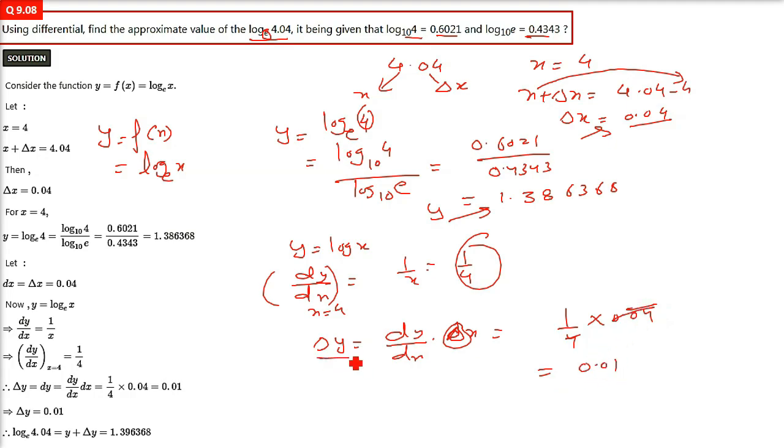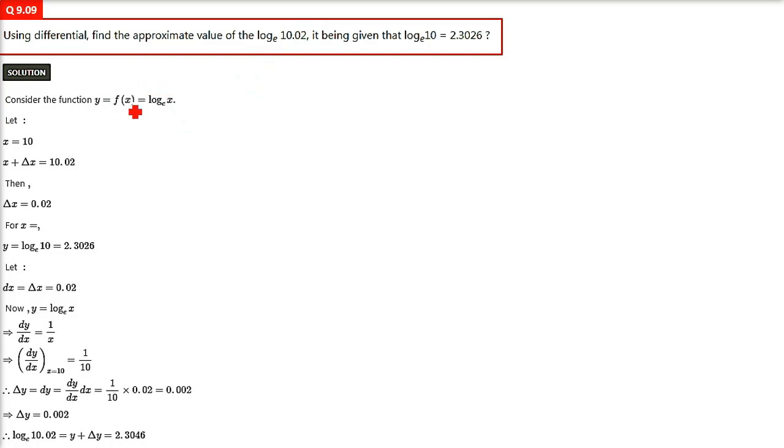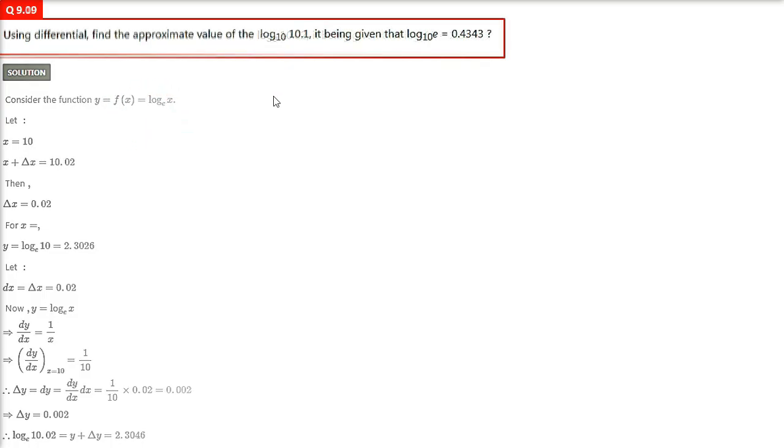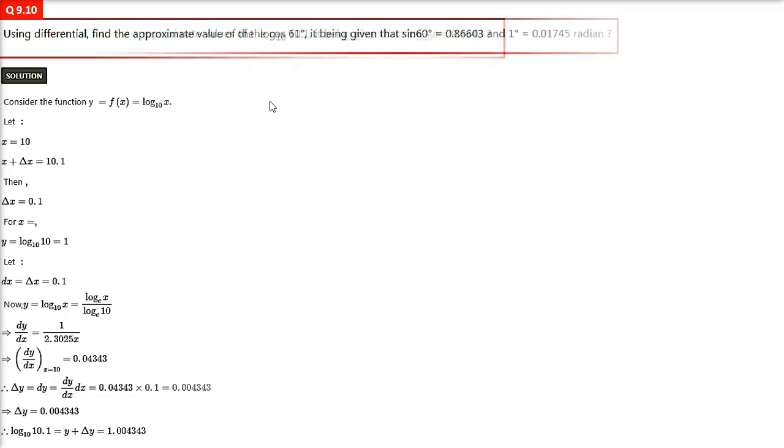This is delta y. But the whole value is not delta y, it's y plus delta y. So log base e 4.04 is nothing but y plus delta y. So you have to add these two: 1.38638 plus 0.01, and that is 1.396368, which is y plus delta y. Using differential, find the approximate value of log. This I hope you will be able to do. We have just completed a question like this, so this is also similar to the one we have already done.